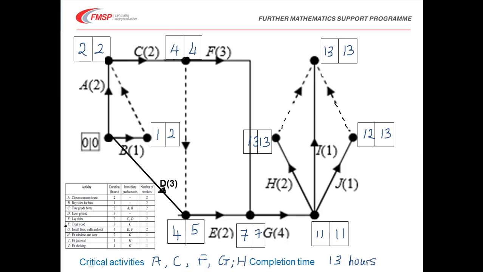You get 3 marks for the forward and backward pass, 1 method mark for the forward pass, 1 method mark for the backward pass, and an accuracy mark if they are both correct. So the method marks are for substantially correct answers. You might make 1 little slip. So 3 marks for forward and backward pass, and then you get 1 mark for your critical activities and 1 mark for the completion time.